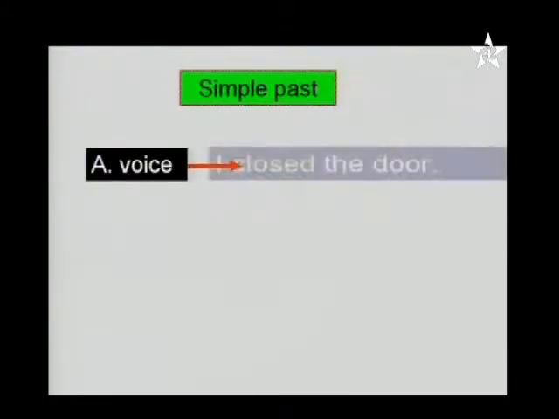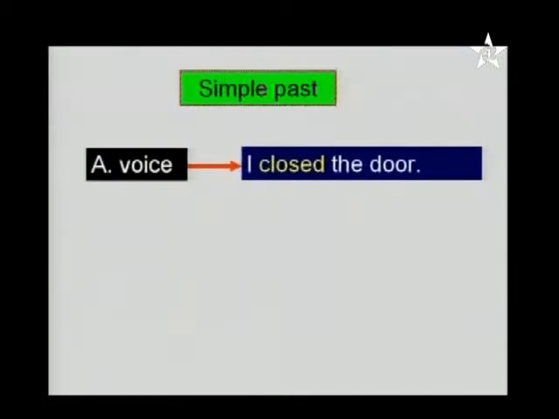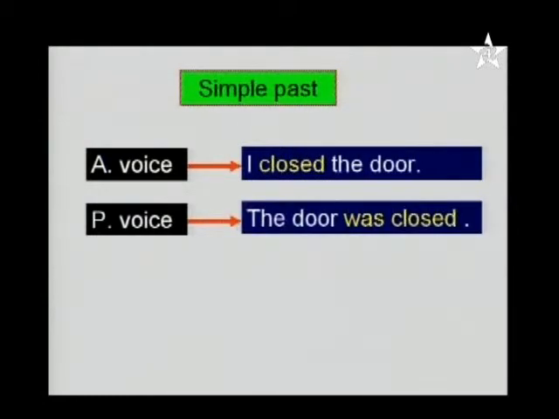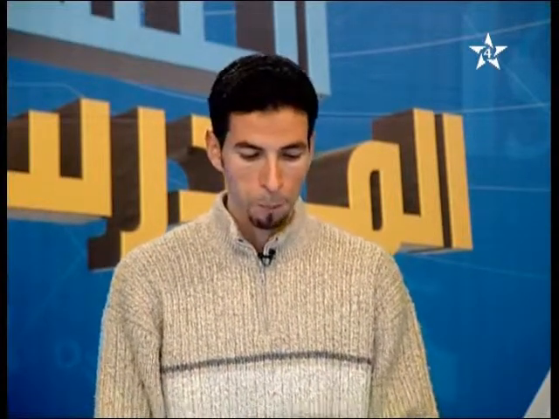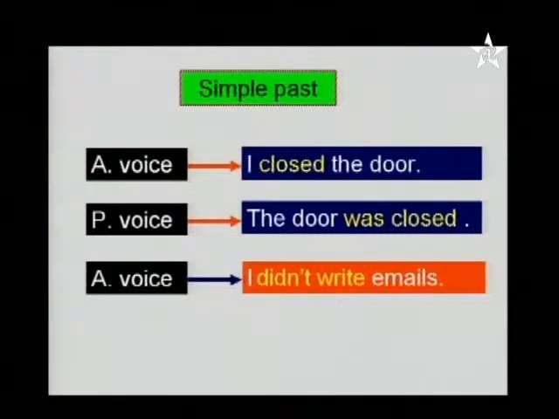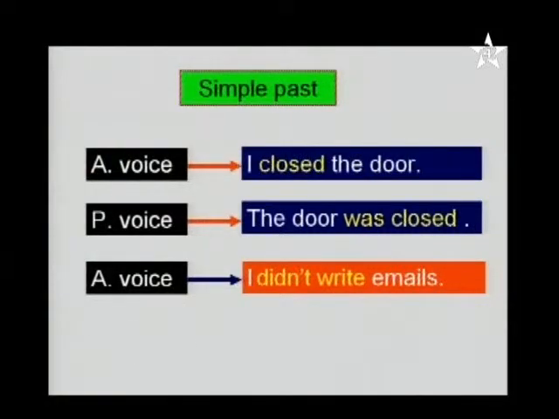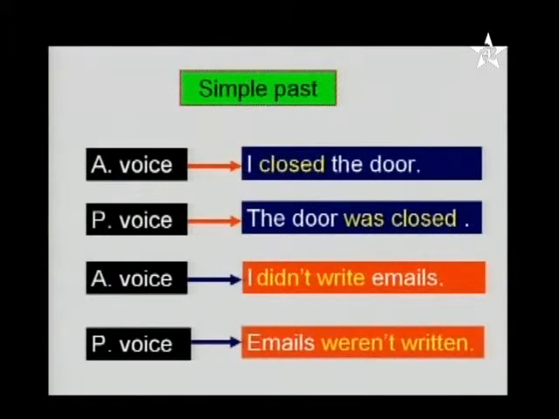Simple past. In simple past, the active voice, we can say I closed the door. Alright? So the passive voice of this sentence would be the door was closed. So the auxiliary be is conjugated in the same tense as the verb in the active voice, which is simple past here, plus the past participle of the main verb in the active voice. Active voice, I didn't write emails. Passive of this sentence, emails weren't written.